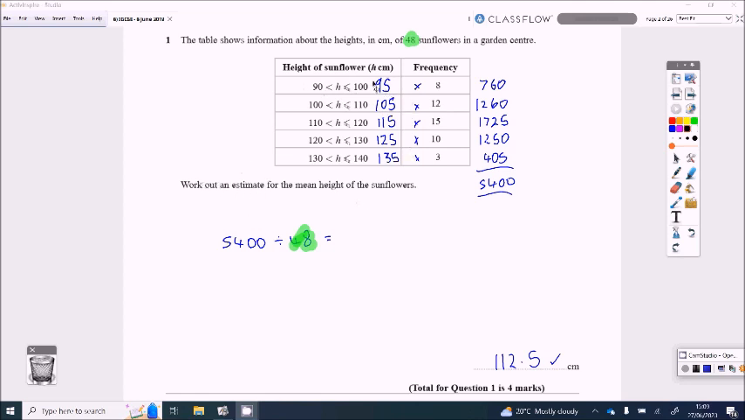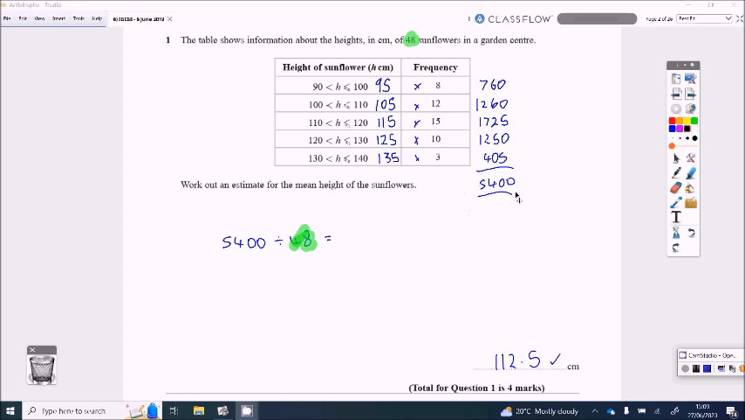So the next thing you do is you cross multiply. You say 8 sunflowers are exactly 95 centimetres high. 8 times 95 is 760. 12 times 105 is 1260, and so on. You then add up these subtotals to get a total height of 5,400.